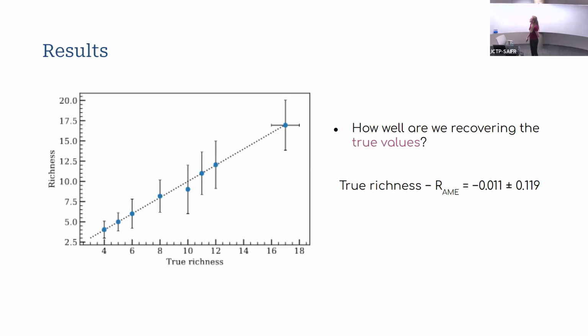And when we compare the true richness with the richness calculated with my method, one by one, we see a small deviation from 0, but it's very small. So we were very happy with our results.